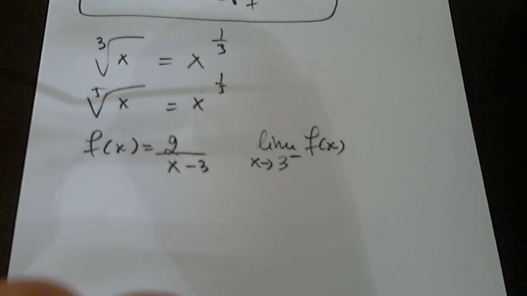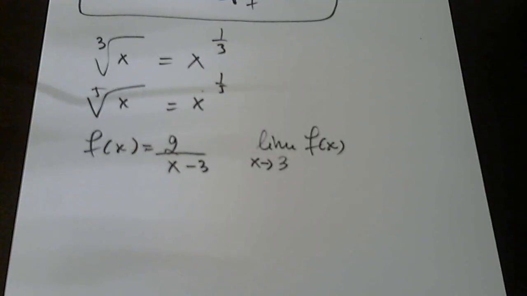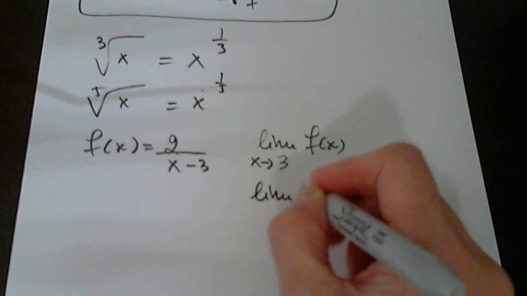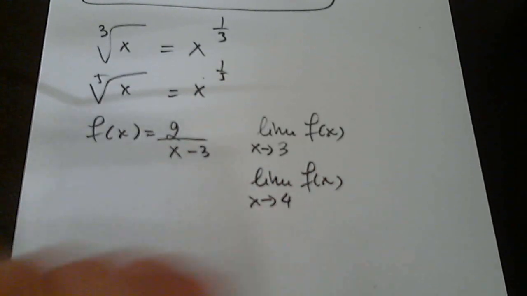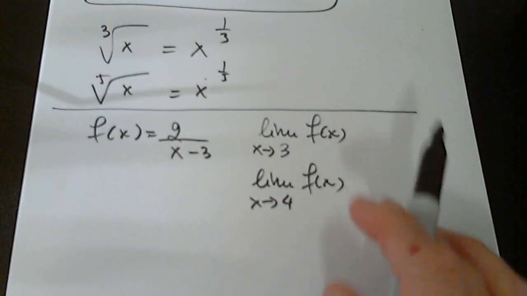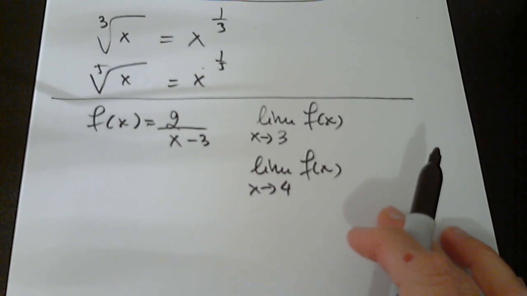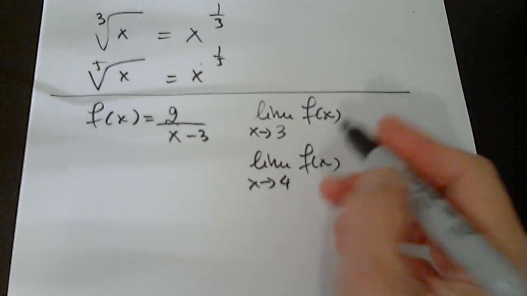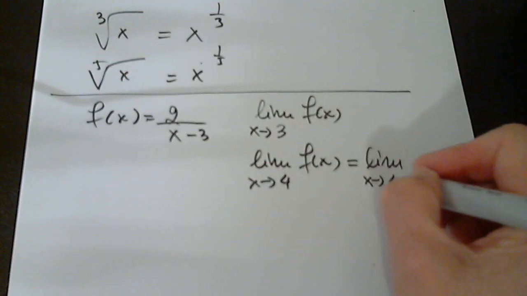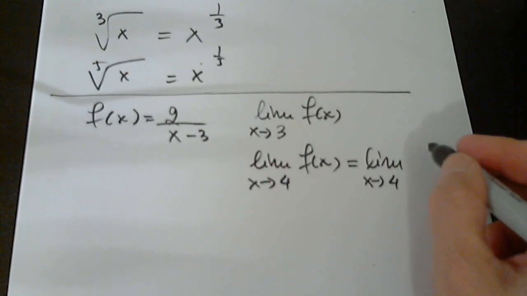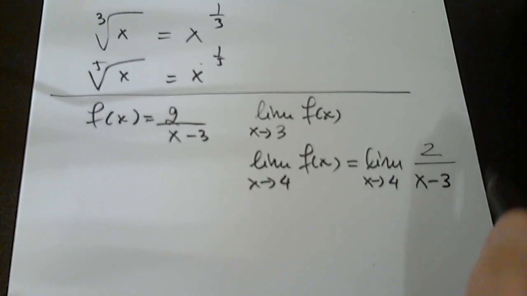And the limit of f of x as x approaches 4. So the limit of f of x as x approaches 4. That's it. Yes, perfect. So let's start with the easy one, which is this: the limit as x approaches 4 from either side of 2 over x minus 3.